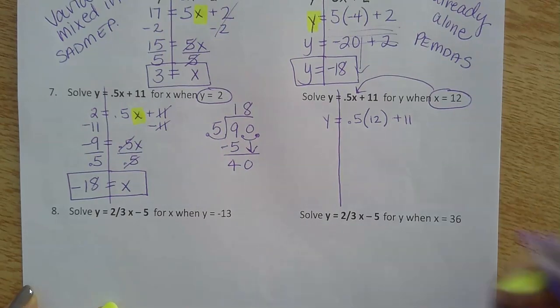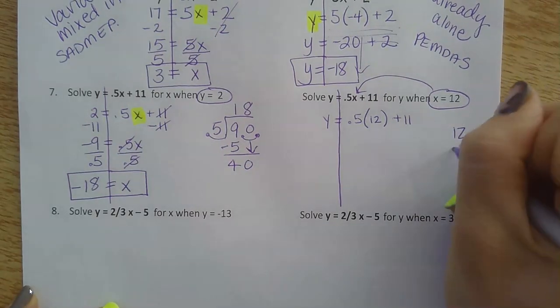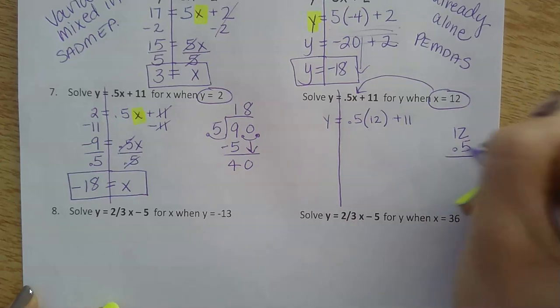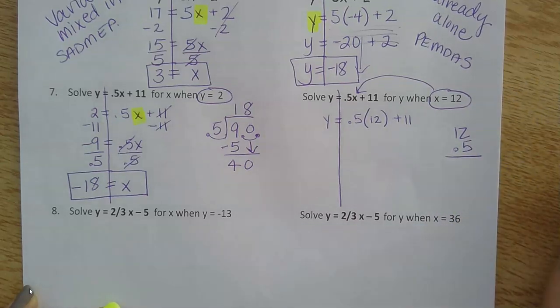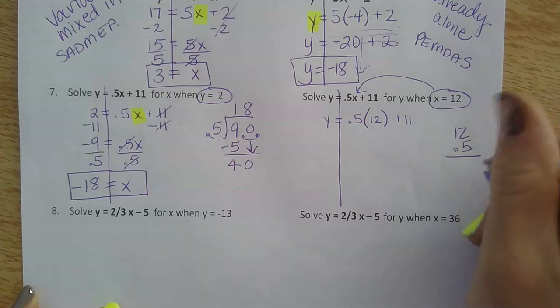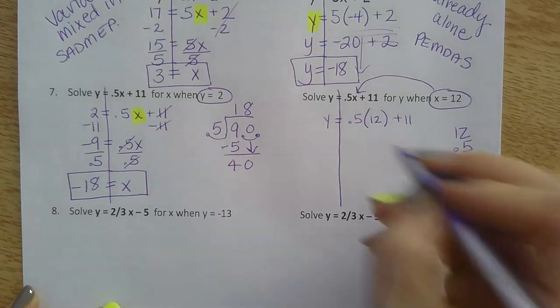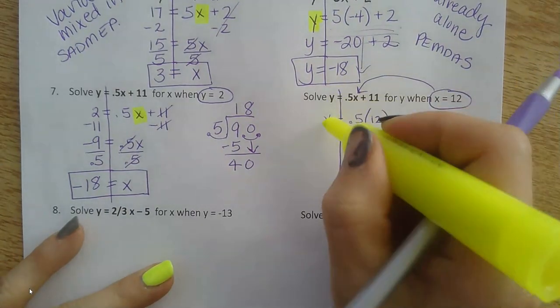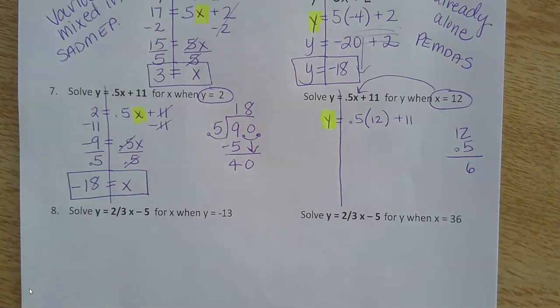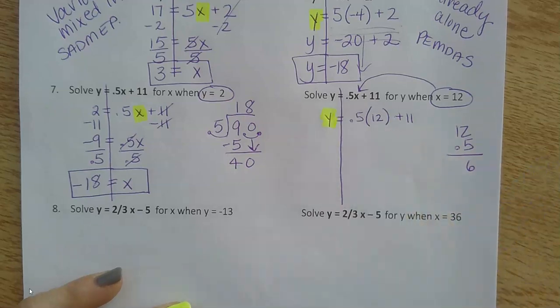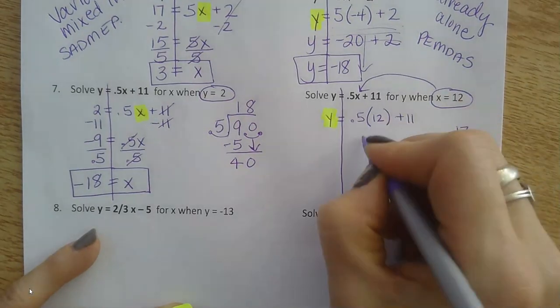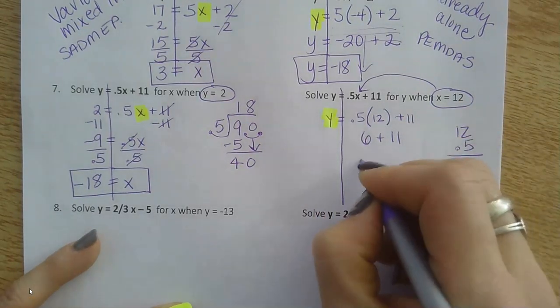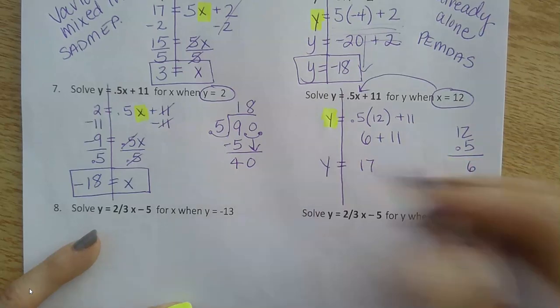Okay, well, you can come over here and do 12 times 0.5, or I know 0.5 is just half. So I am looking for half of 12, which is going to be 6. So because my variable is already by itself, I'm just working this out, getting an answer. 6 plus 11 is 17.